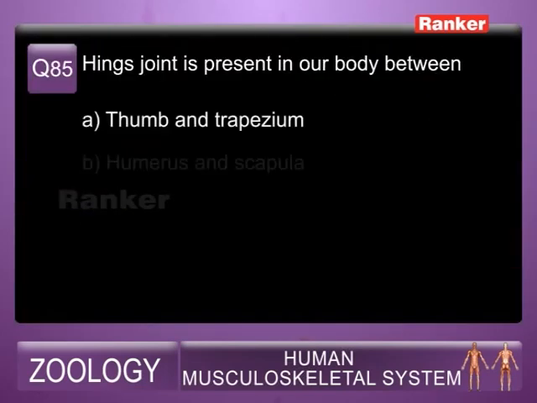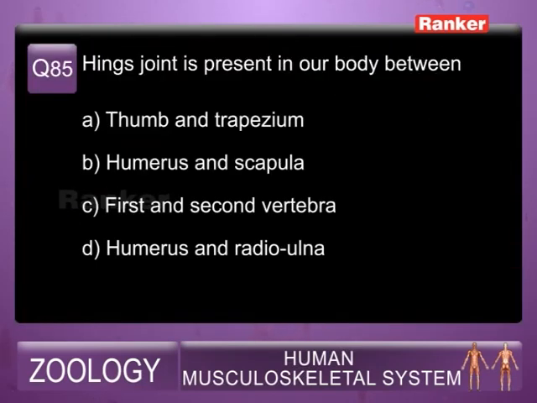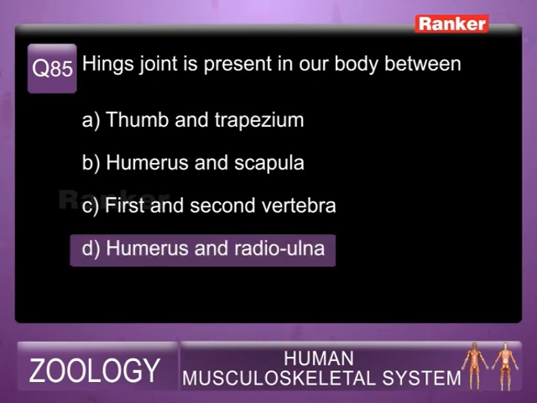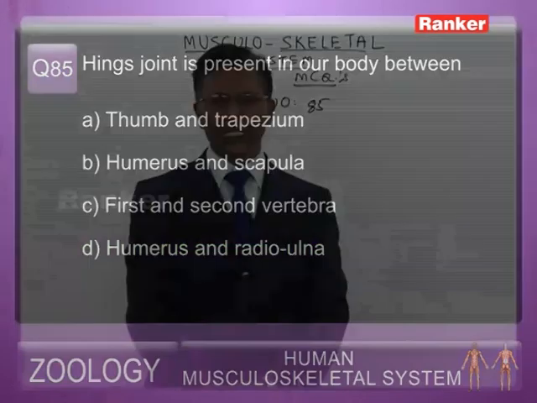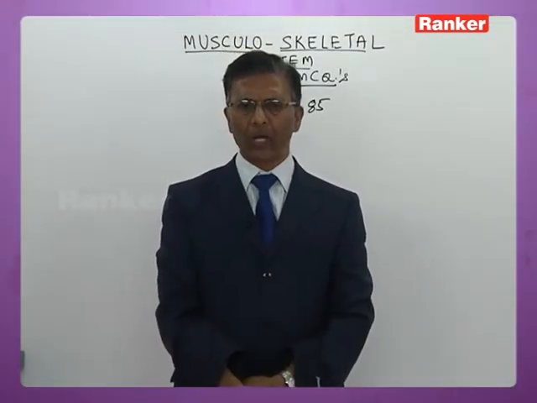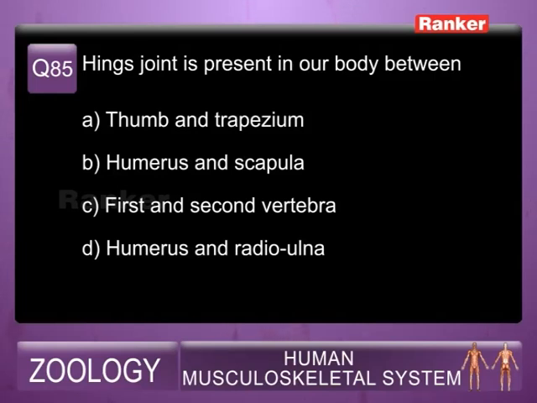Now the 85th question. A hinge joint is present in our body between A. Thumb and trapezium, B. Humerus and scapula, C. First and second vertebra, D. Humerus and radio-ulna. Among these, D is the correct answer, because between the humerus and radio-ulna there is a hinge joint, which is also called the elbow joint. So the answer for this is D.